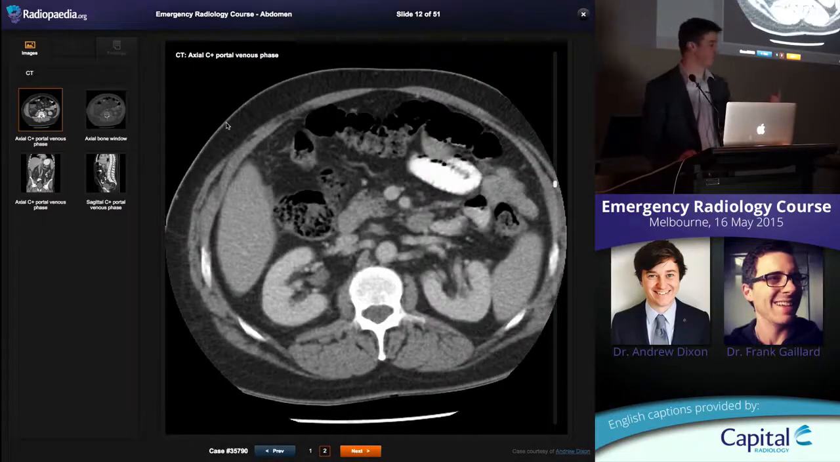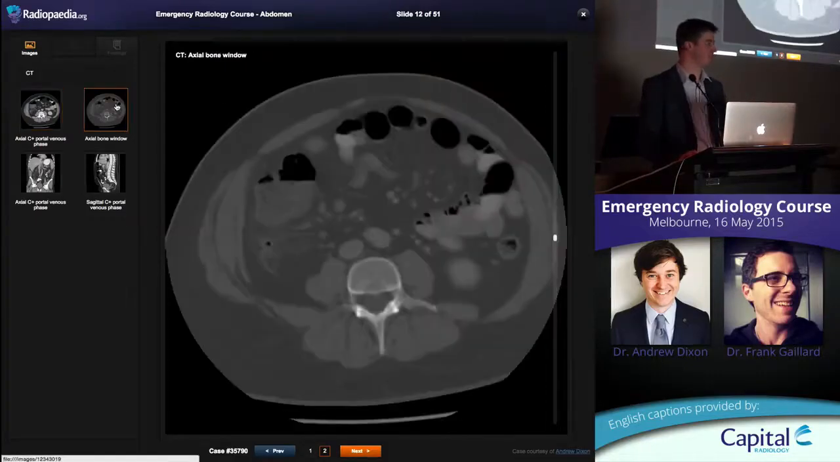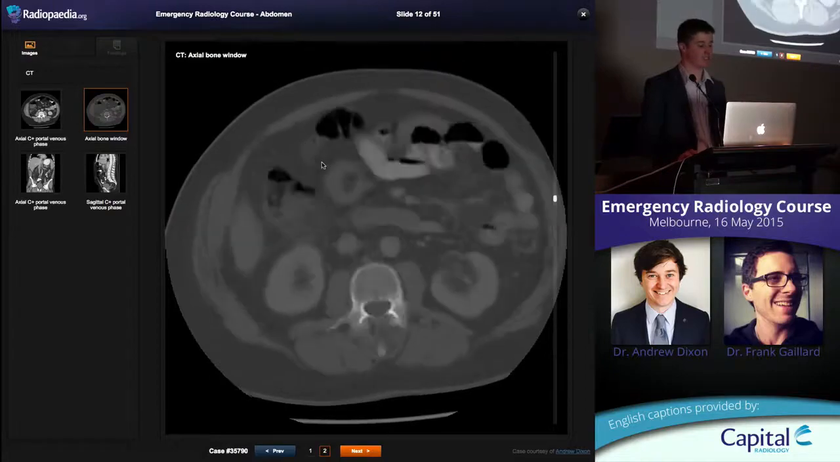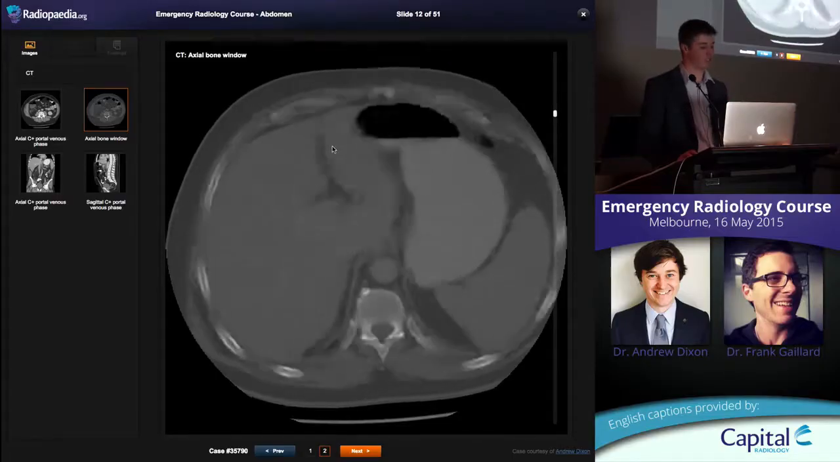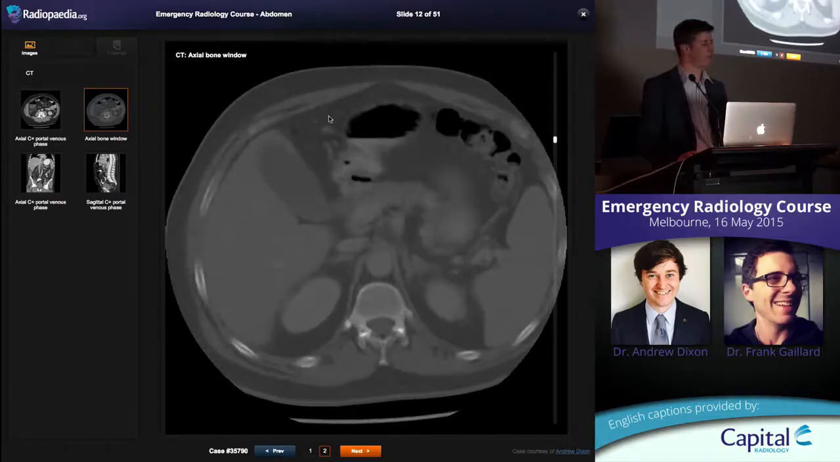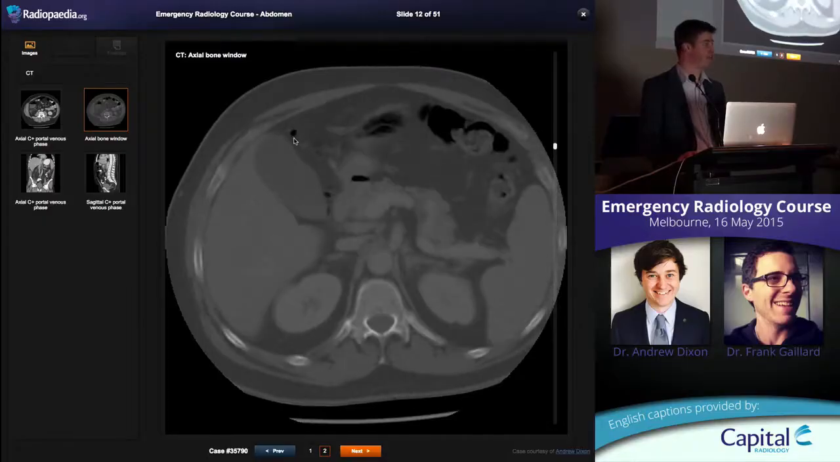When you're looking for free gas in the abdomen, so any of these patients with an itis, especially anything in the bowel, you want to be looking for any free gas to suggest that there's perforation. And you want to switch over to a lung window or a bone window to really emphasise the difference between the black mesenteric fat or omental fat and the black air, okay?